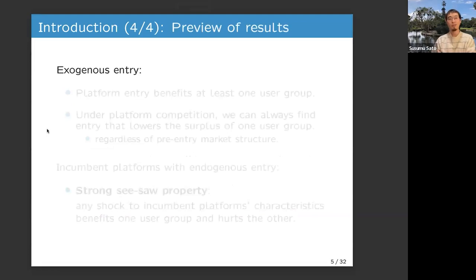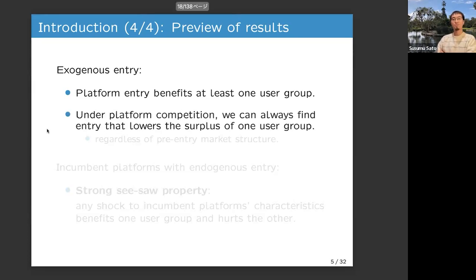Here is a preview of the results. The analysis of exogenous entry shows that in our specific setting, the entry of a platform always benefits at least one user group in the two-sided market. But when platforms compete, we can always find an entry that lowers the surplus of one user group. And actually, this is the case regardless of pre-entry market structure. So this means that from any initial market conditions, we can always find a type of entry that is bad for one specific group of users.